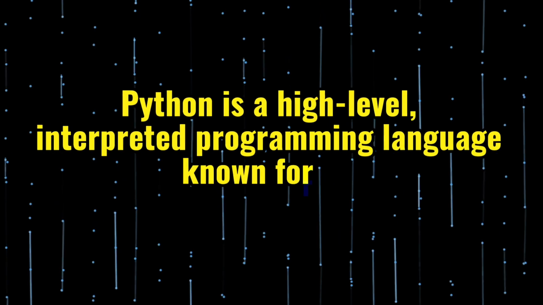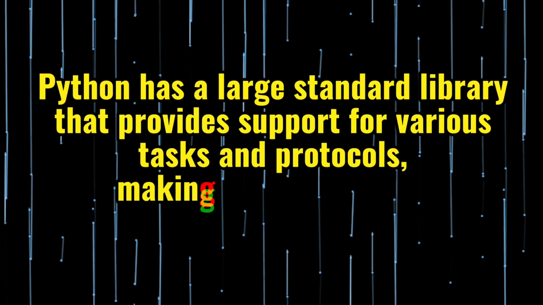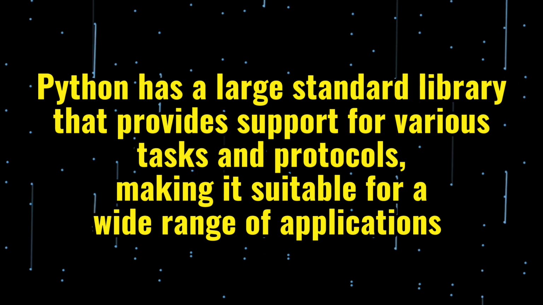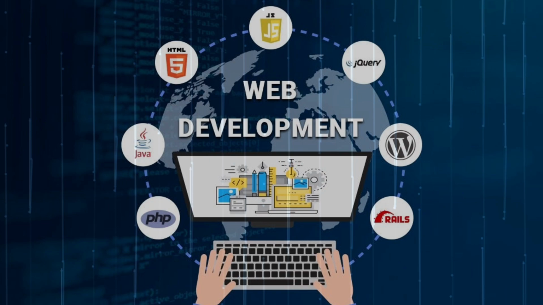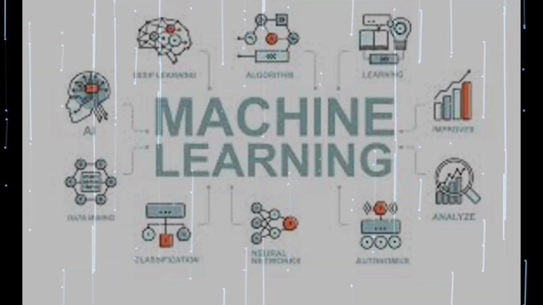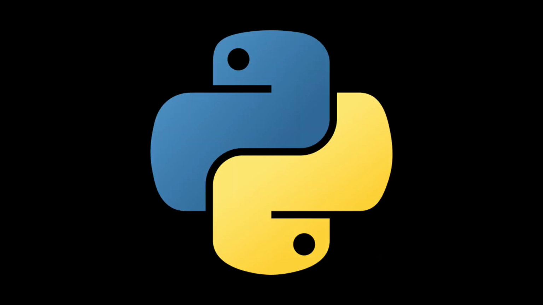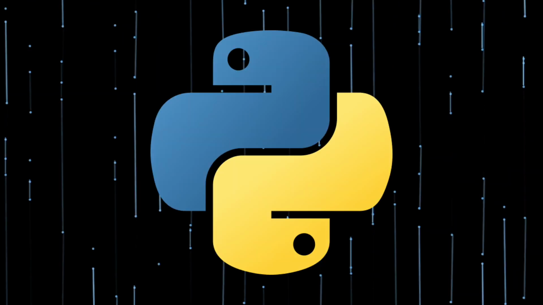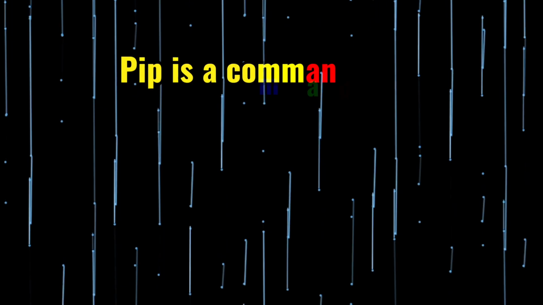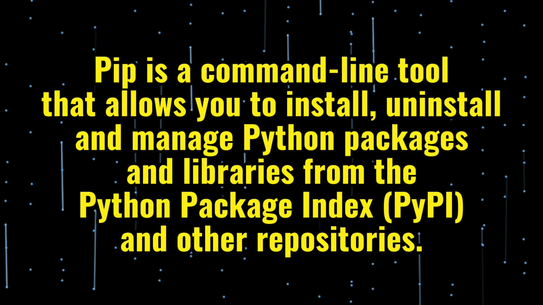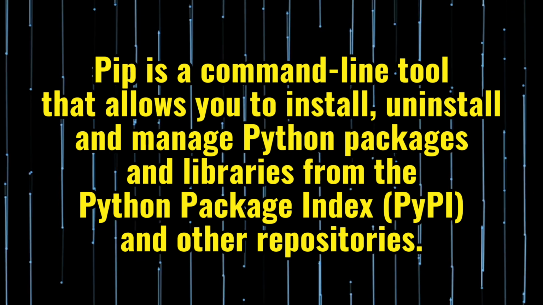Python is a high-level interpreted language known for its simplicity and readability. Python has a large standard library that provides support for various tasks and protocols, making it suitable for a wide range of applications, including web development, data analysis, machine learning, artificial intelligence, scientific computing, automation, and much more. So we need to install Python first. Along with that, we need pip, the package installer for Python, to install various packages to suit our needs. Pip is a command line tool that allows you to install, uninstall, and manage Python packages and libraries from the Python Package Index and other repositories.